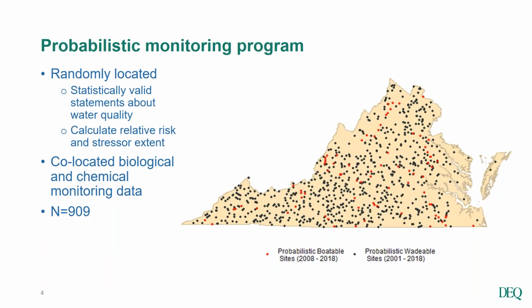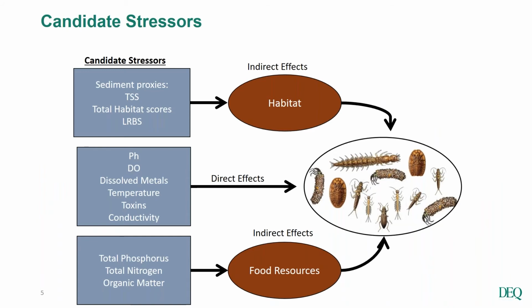Brent presented on Monday. The other neat thing about this data set is that the data is co-located with biological and chemical monitoring data. So we're not just collecting bugs when we go out there, but also collecting a suite of chemical parameters and some physical habitat data as well. So this probabilistic program has helped us refine the list of candidate stressors that we see as most common in Virginia.